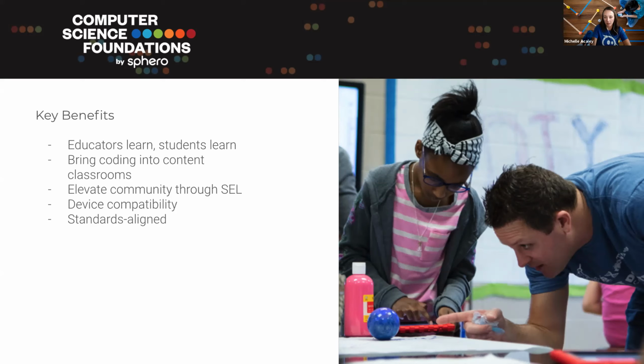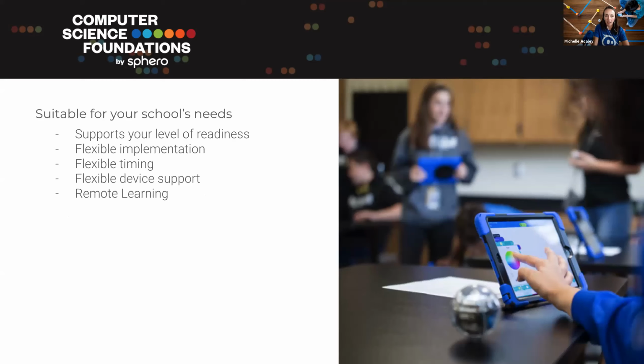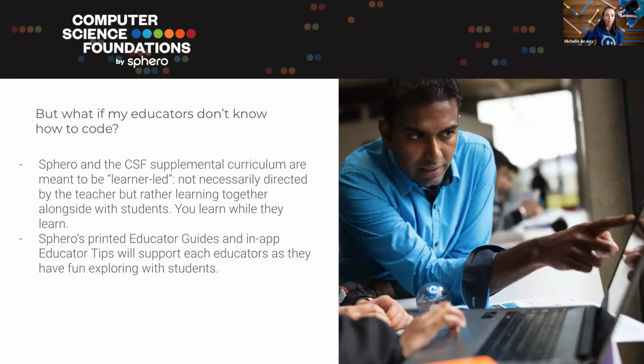It's also standards aligned. We align to the CSTA standards and ISTE, as well as various state standards. The other great thing is that it is flexible in terms of implementation and timing, depending on where you or your students feel ready to start, and it can work in a remote learning environment.